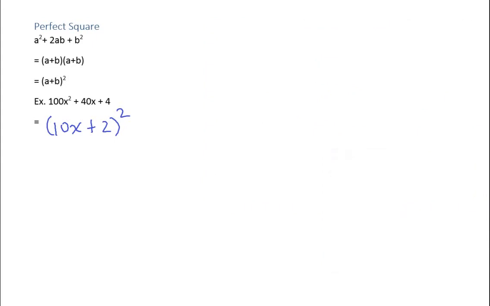Now if you were given a question like 3m squared plus 12m plus 12, like this, it doesn't seem to fit the pattern. My first term's not a perfect square, my last term's not a perfect square. But remember, when we're factoring, the first thing we always do is take out a common factor if possible. So I notice that there is a common factor between each term. What is it? It's 3. So what does that leave us with? m squared, 12 divided by 3 is 4m, and 4.